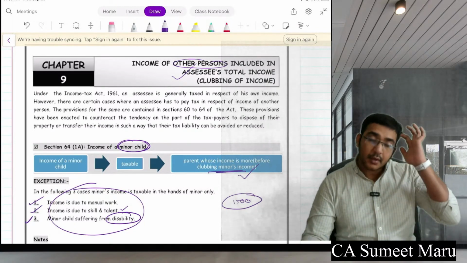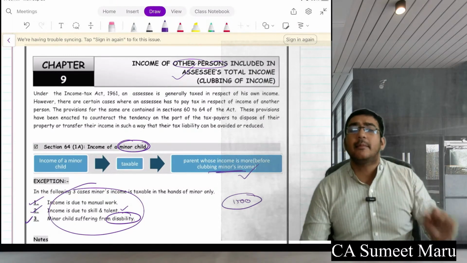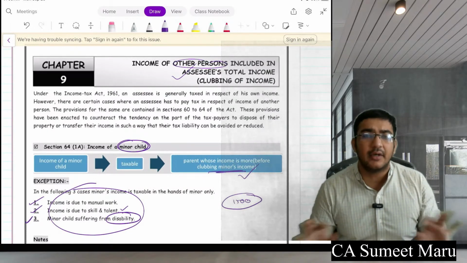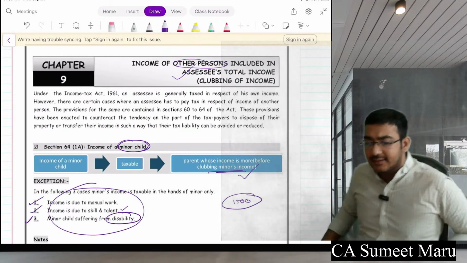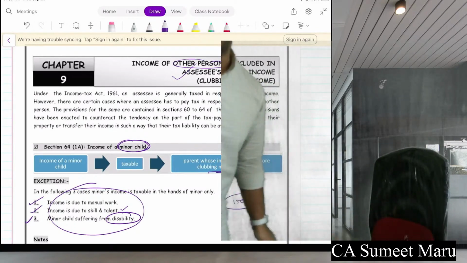Okay. Before going to clubbing of income, tell me one thing, is IOS clear to everyone? Everyone super duper with IOS? Quickly tell me, guys. Let me know if you have any queries on IOS.